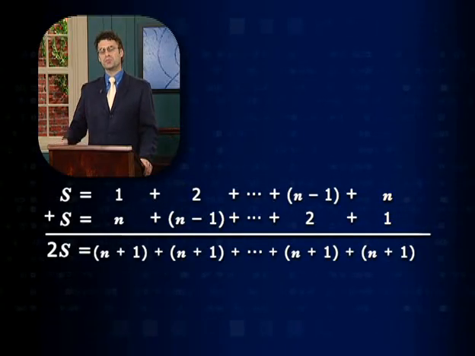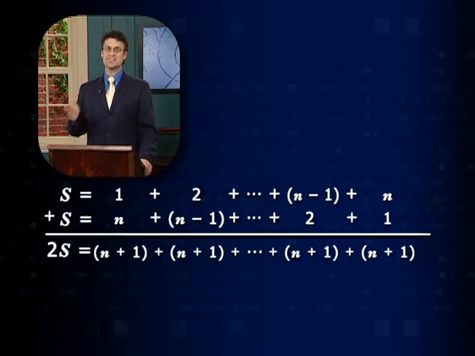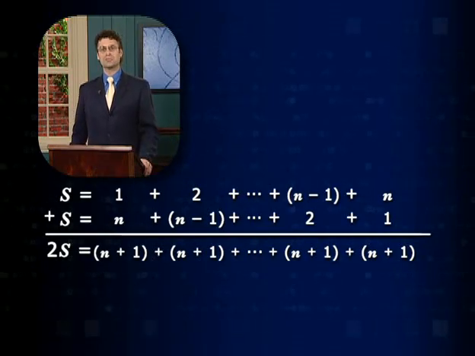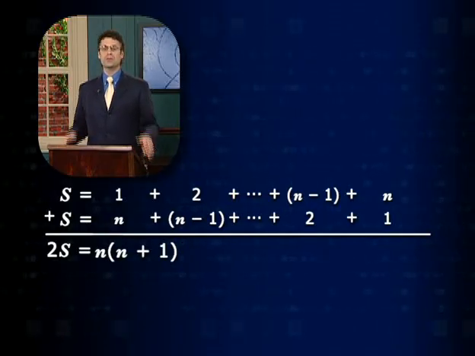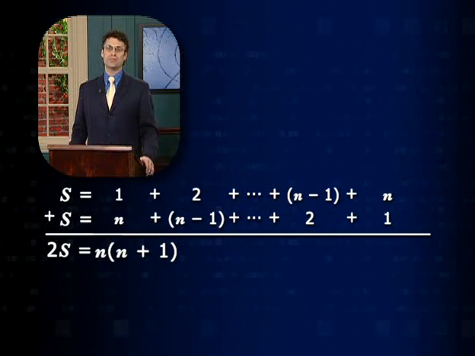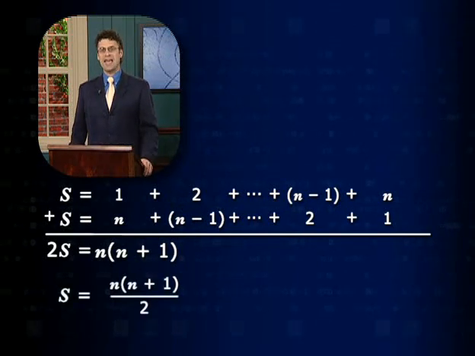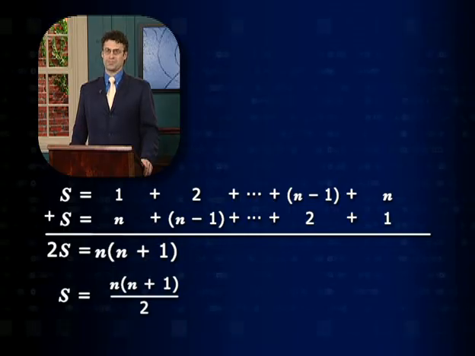How many n plus 1s are we adding together? One for each natural number from 1 to n. So there's n of them. And so we see n multiplied by n plus 1. If we divide both sides by 2, we come up with a beautiful formula. S equals n multiplied by n plus 1, all divided by 2.